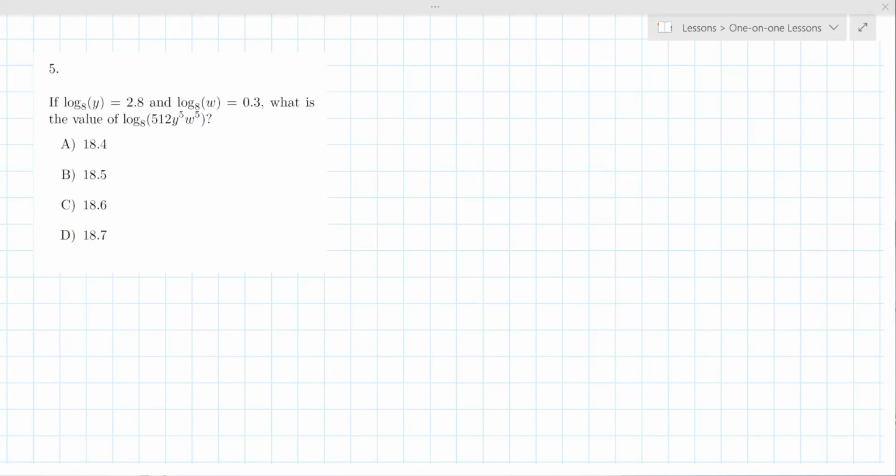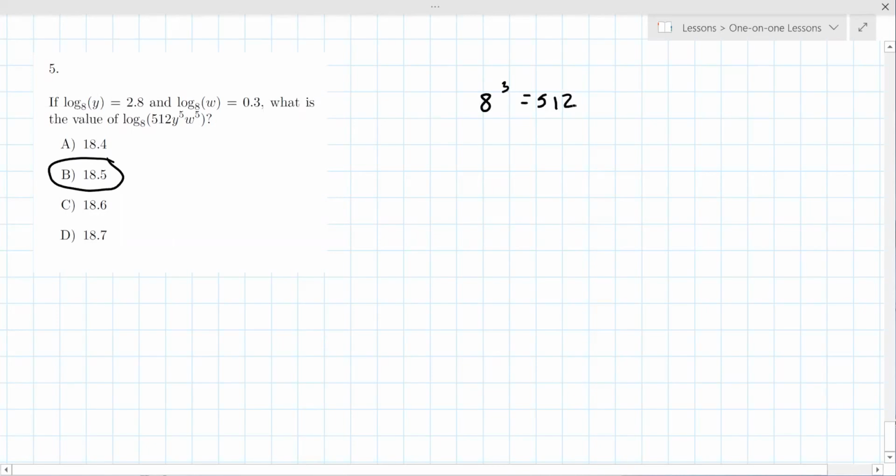Okay, I think it's E, 18.5. That is correct. So you probably at some point had to realize that 8 to the third is 512.